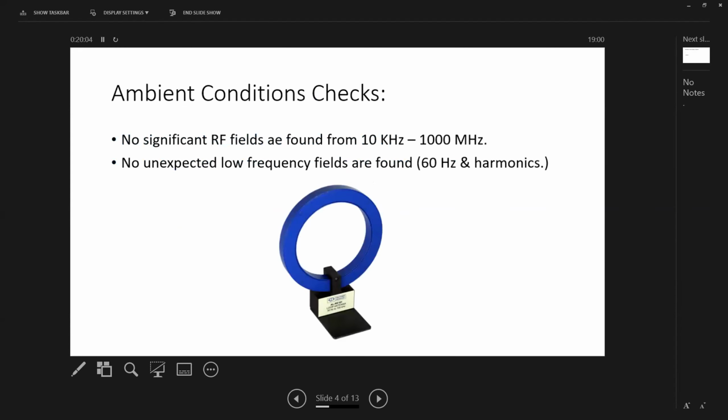So, ambient conditions: no significant RF fields found between 10 kilohertz and 1000 megahertz, and no unexpected low frequency fields found at 60 hertz and its harmonics. You always expect to find 60 hertz anywhere on this planet. You realize that as soon as you think about the wavelength of 60 hertz, and then figure out how far away you have to be from a source in order to be out of the near field. And you realize you've got to be mid-Atlantic Ocean on a sailboat in order to be away from that. So it wasn't surprising to find some low frequency fields, but you always find some.